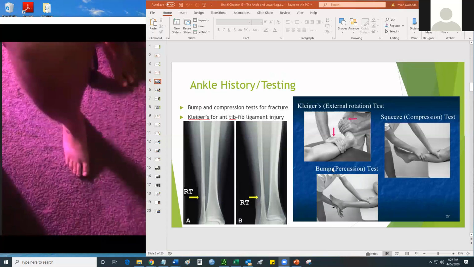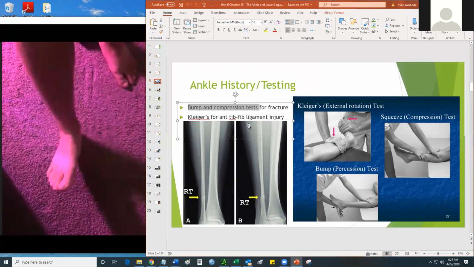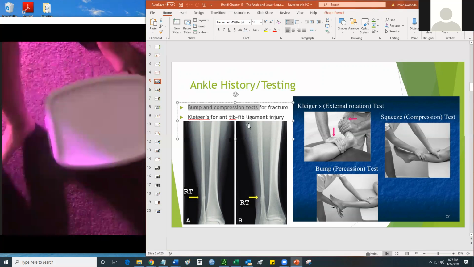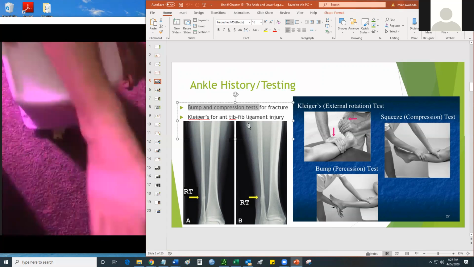Now, when you're doing any sort of testing for an ankle injury, there are a couple you should look at. You have the bump and compression test for fracture, meaning that you're sitting with your foot out, so your leg would be propped up. So you know what, why don't I just do this? So my leg is propped up like this.